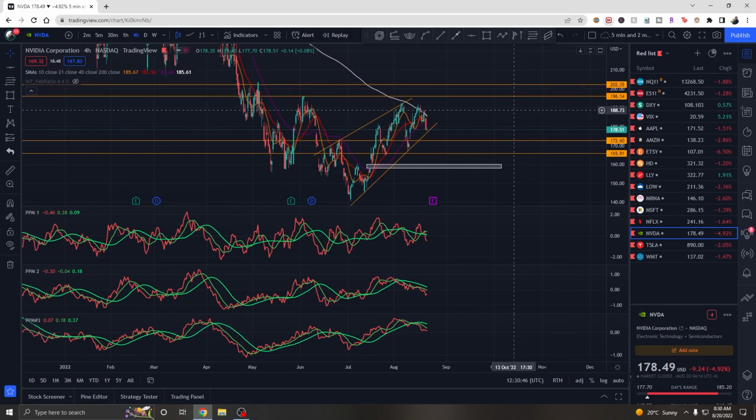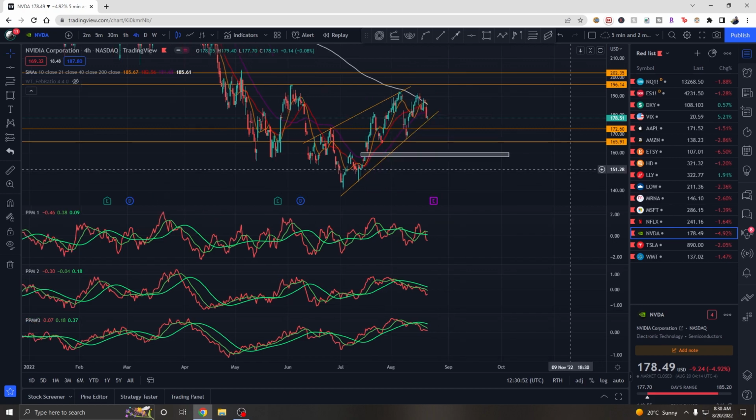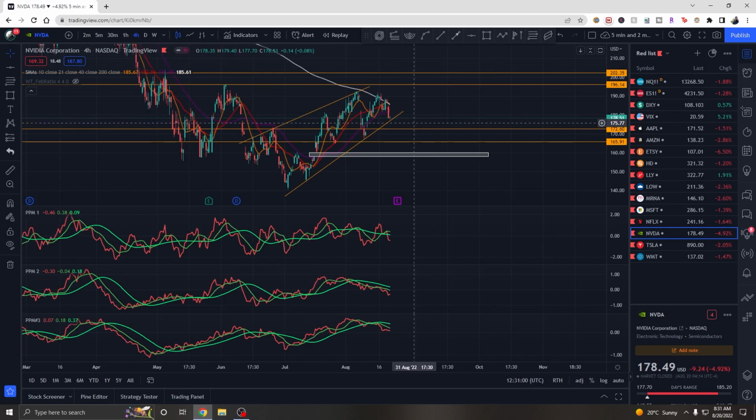This is a little bit interesting because their earnings are coming up on 24th August. We already know their future guidance. That's why we saw quite a sell-off during this period. So what I'm expecting here is it will probably come down even further to retest this 172, and beyond that 165 level. I think we might see a bounce back from there.